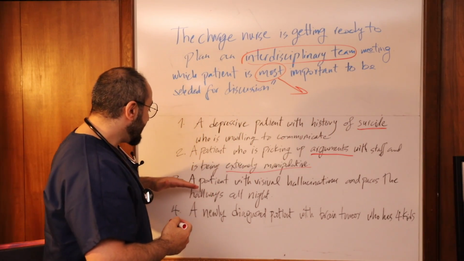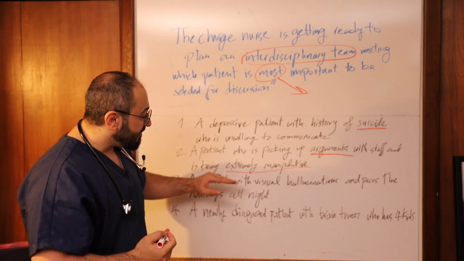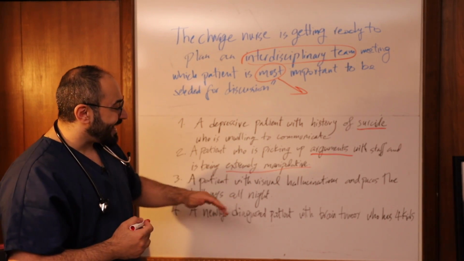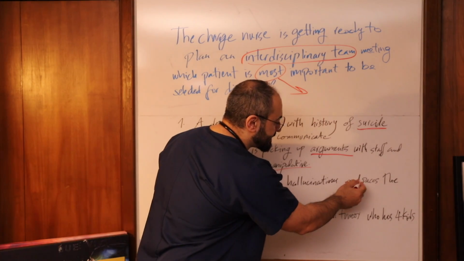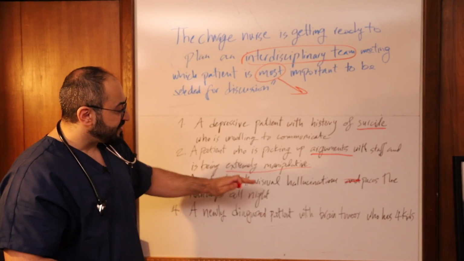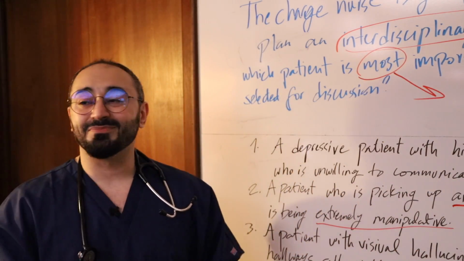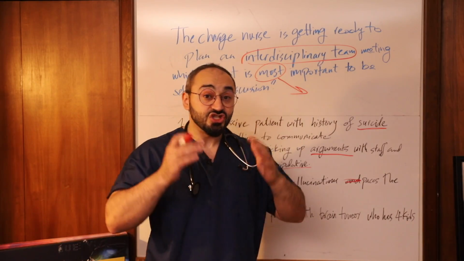So let's go ahead. Number 3, a patient with visual hallucination who is pacing the hallways at night, all right? So a patient with visual hallucination paces the hallways at night. What do you think? Those are symptoms of what? Visual hallucinations. Do you know?